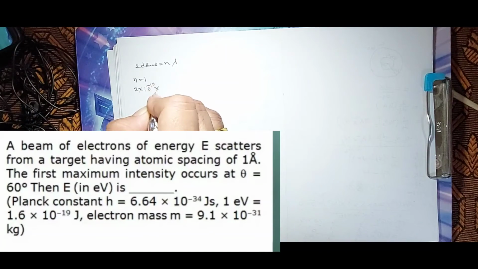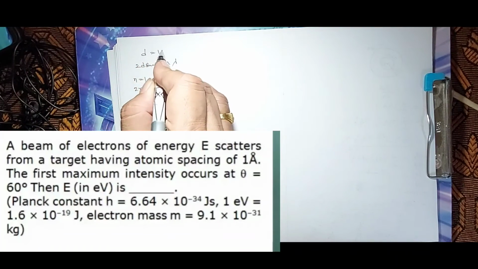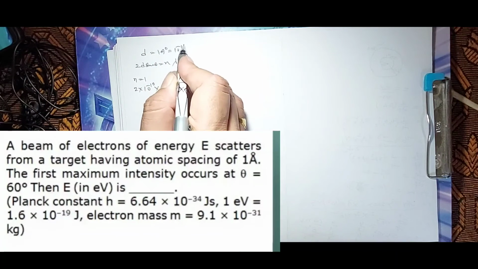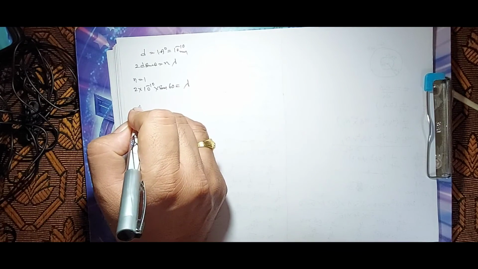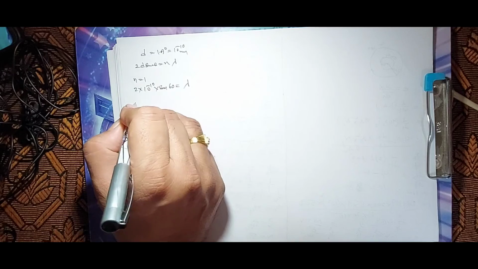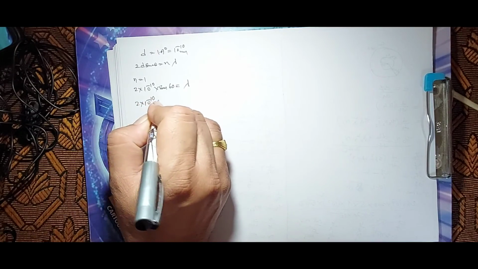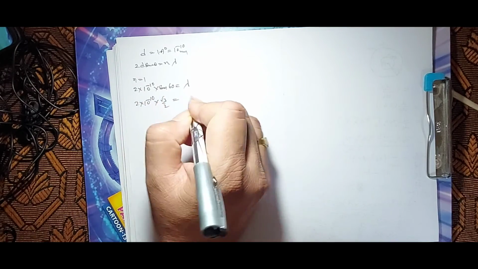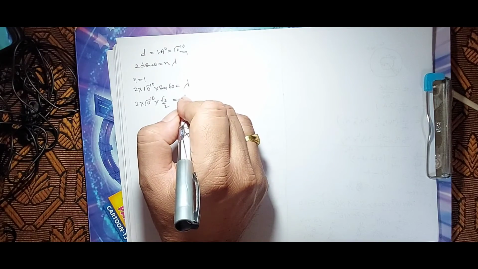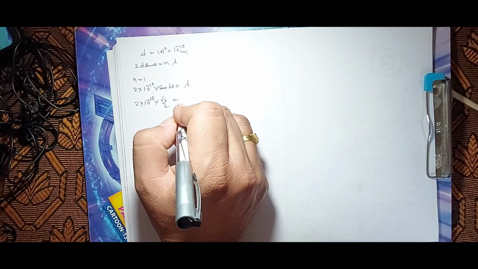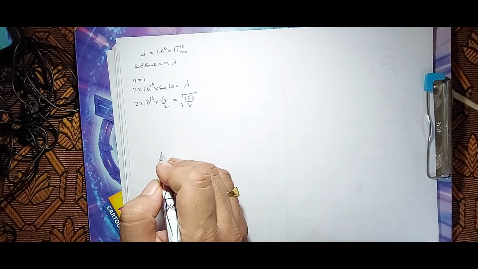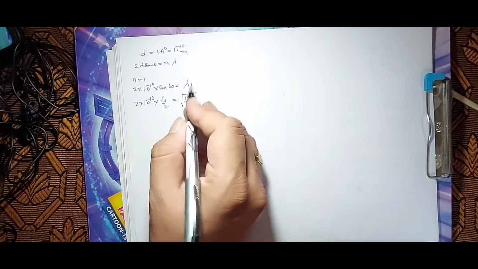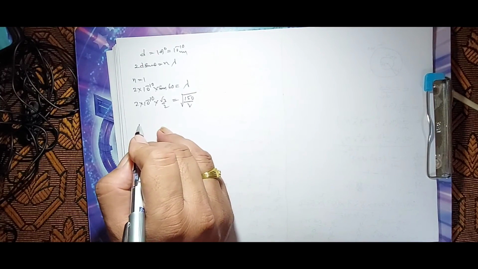2, d atomic spacing 1 angstrom, that is equal to 10 to the power of minus 10 meters. Sin 60 is equal to lambda. So, here 2 into 10 to the power of minus 10 into root 3 by 2 is equal to lambda, which is nothing but we write 150 by V. Lambda is equal to de Broglie wavelength, lambda is equal to root 150 by V.